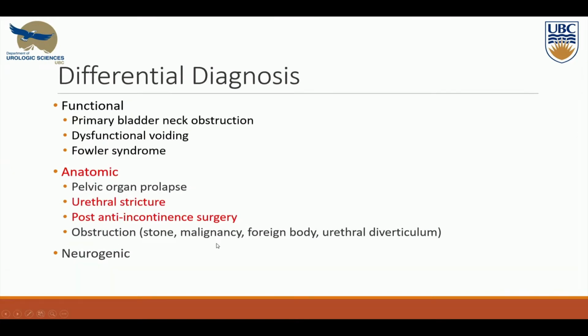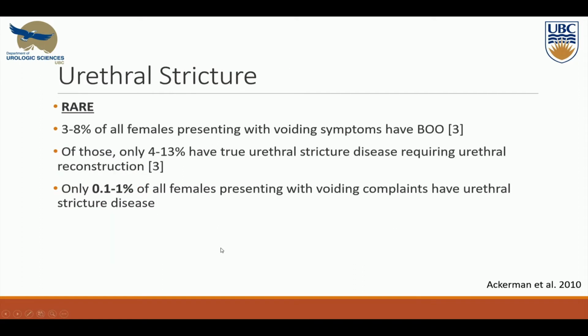So next, looking at anatomic causes of bladder outlet obstruction. Urethral stricture disease is actually a very rare cause of obstruction in females. We do know that out of all female patients presenting with voiding symptoms, about 3 to 8% of them will have bladder outlet obstruction. But of these patients, only about 4 to 13% will have true urethral stricture disease that requires urethral reconstruction. So overall, when we have patients with voiding complaints, only about 0.1 to 1% of them will actually have true urethral stricture disease.